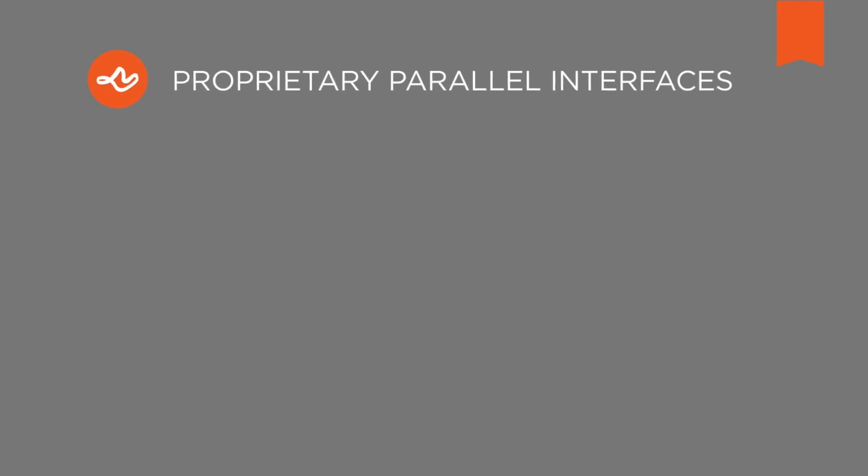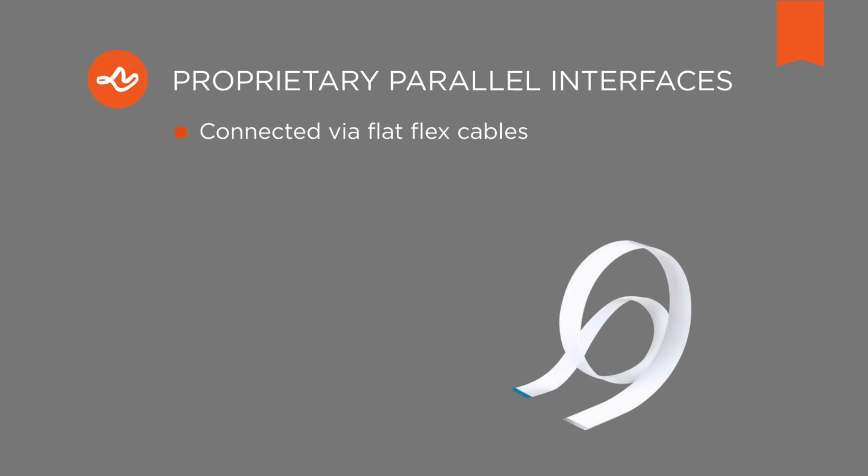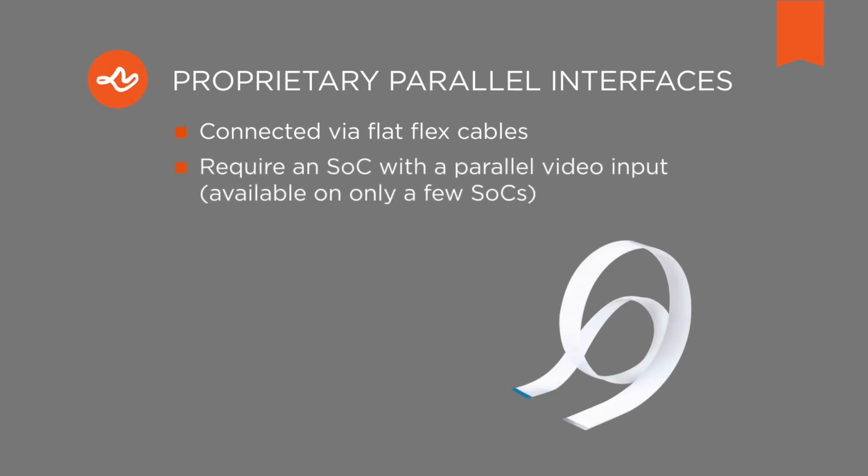Some camera modules come with proprietary parallel interfaces. They are typically connected via flat flex cables to the processing board. Such modules require an SoC with a parallel video input, which is available on only a few SoCs. The maximum possible cable length is typically limited to 50 centimeters.